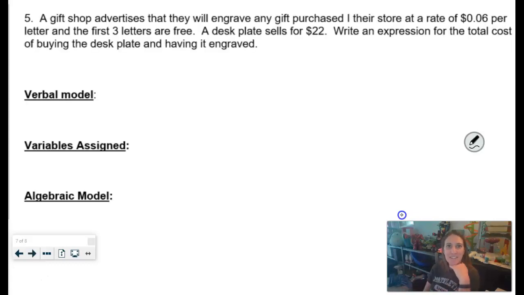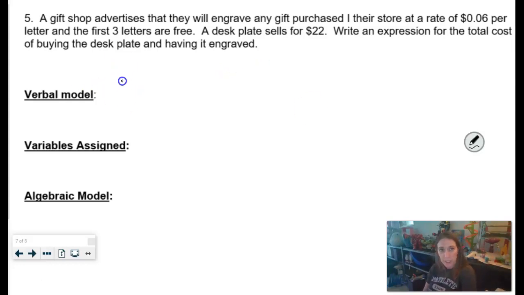This gift shop is advertising that they're going to engrave anything I purchase in the store at a rate of 6 cents per letter. And I'll give you the first 3 letters for free. I don't know what I have with the number 3 today, but apparently that's showing up a lot. The desk plate that I want is $22. Write an expression for the total cost of buying the desk plate and having it engraved. So again, depending on what I want engraved on it, the price is going to be different.